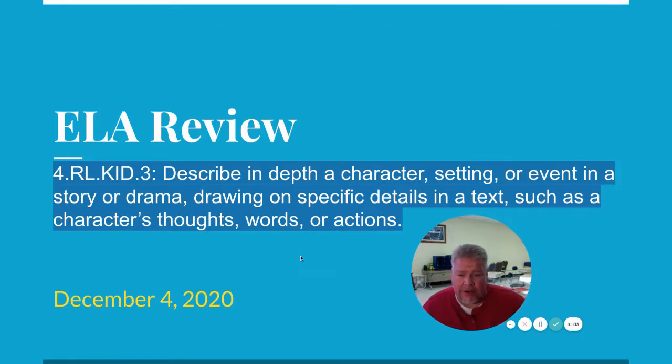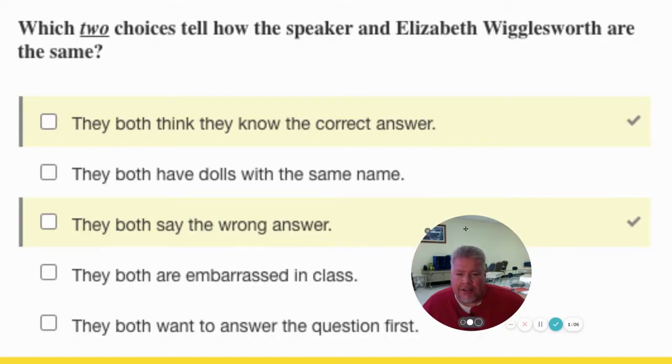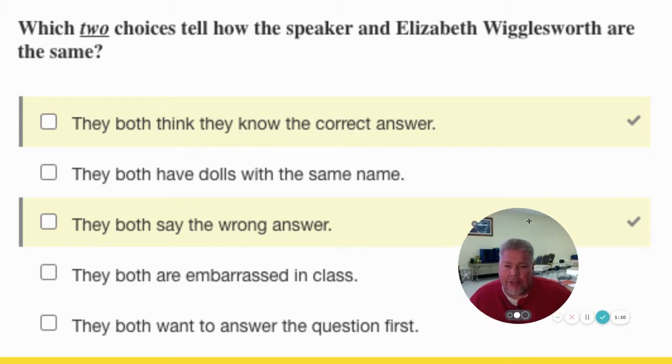You had two questions on the benchmark about describing a character, and it's kind of hard to go back and look at how you found these answers, but we'll talk about them because we can't read both whole stories and then show why this is the right answer. But you read them, I hope, so hopefully you'll remember. And the question said, which two choices tell how the speaker and Elizabeth Wigglesworth are the same? Okay, so Elizabeth Wigglesworth, remember, this is from that poem about the girl who tried to remember what 9 times 6 was, that 54, named her doll 54. And then Elizabeth Wigglesworth is the girl that thought she always acted so proud, but she said 6 times 9 was 52.